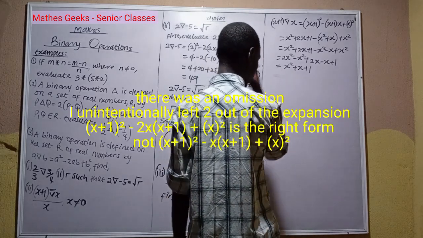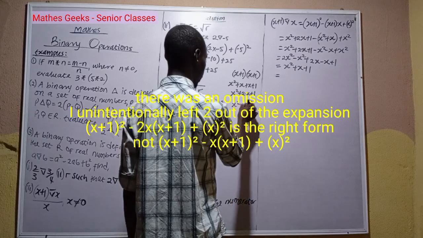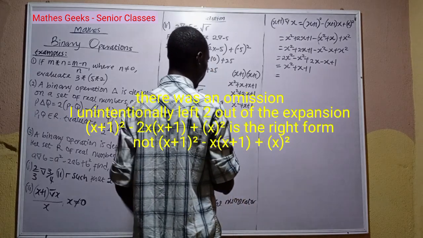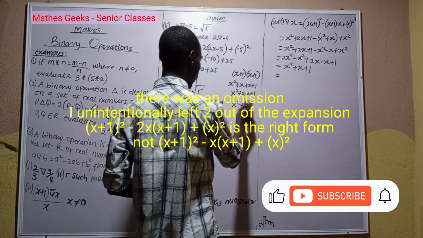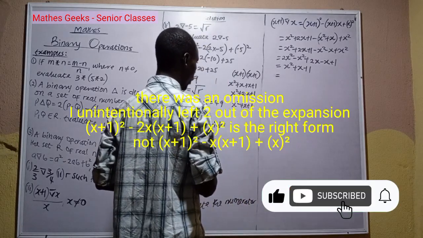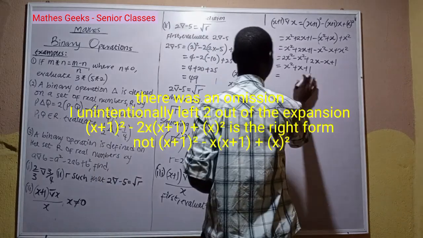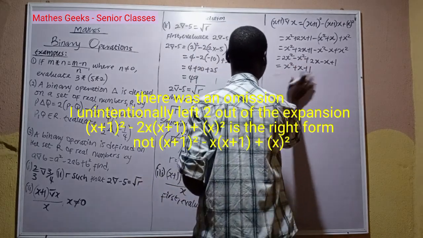So let's see if we can factorize this: x squared plus x plus 1. We need two factors whose product is 1 and whose sum is 1. This expression cannot be factorized, so we should stop here.